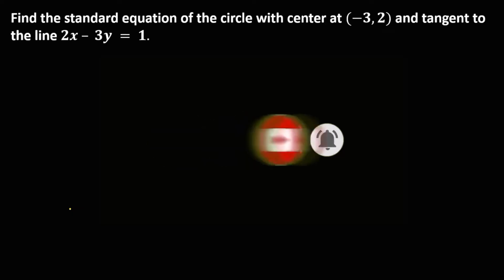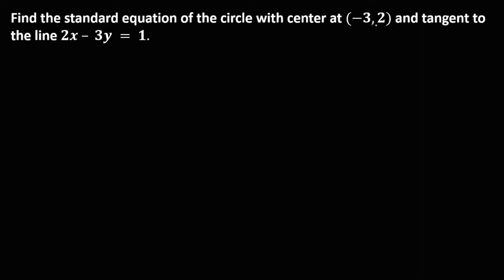So find the standard equation of the circle with center at negative 3, positive 2, and tangent to the line 2x minus 3y equals 1. To find the standard equation of the circle, using this formula, we have (x minus h) squared plus (y minus k) squared equals r squared. So we need to find first the values of h, k, and r.